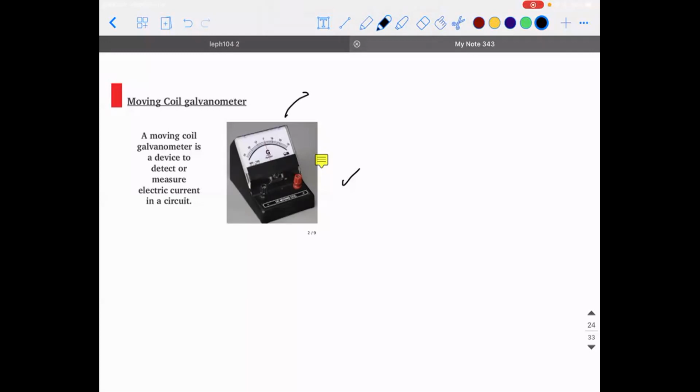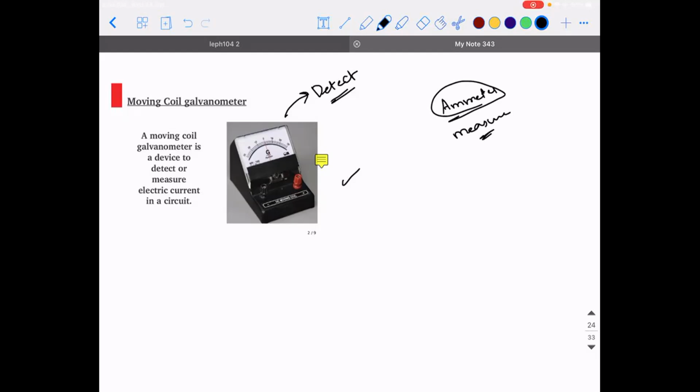Sir, yes. It detects the measuring electric current. Okay. You mean to say it will detect whether current is flowing or not. So galvanometer will detect current flowing through it, whereas ammeter is a device used to measure the current flowing through it. Measure means it will tell you the exact value of the current flowing through that particular device.